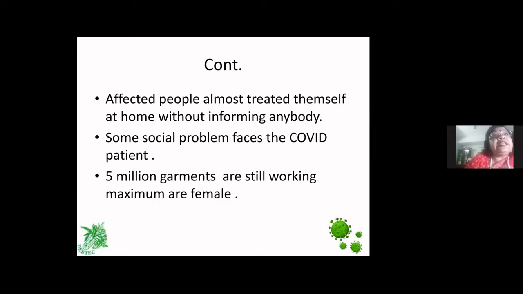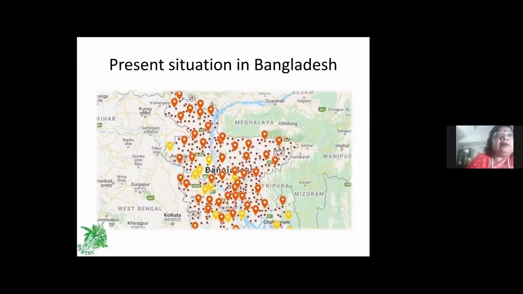My lab is very near the garment industry area, and one day I went to my lab and saw the mass of people in the garment area near Dhaka. And Dhaka is the most vulnerable to COVID-19. This is the scenario. The red spots show the affected areas in Bangladesh; almost all areas are now affected. Some areas are locked down.